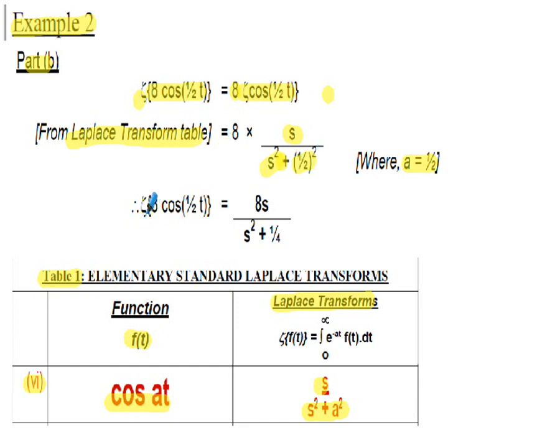So finally, the Laplace of 8 multiplied by the cos of half t is 8s, 8 times s from above, divided by s squared plus a half squared, which is actually a quarter.